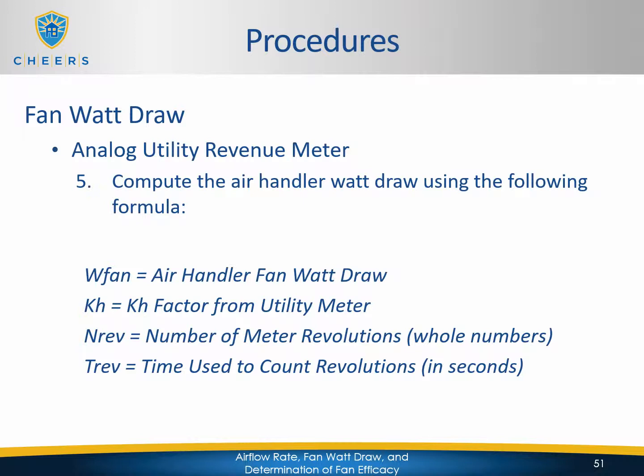And again, this is what the variables stand for. So W fan, again, this is the air handler fan watt draw, which you're trying to measure. The KH is the KH factor that you grabbed from the utility meter. The NREV is the number of meter revolutions. And remember, whole numbers only. You're always going to round up if need be. And then TREV, which is the time used to count revolutions, and again, always in seconds.